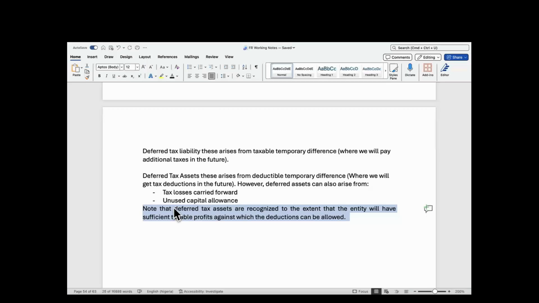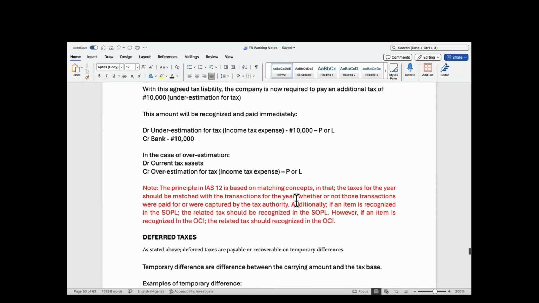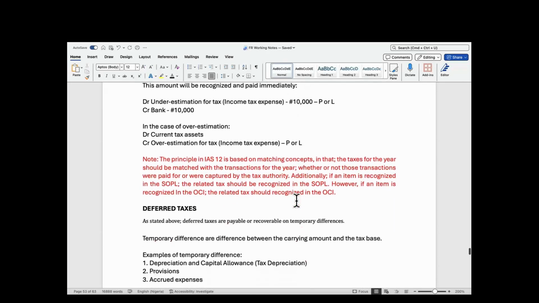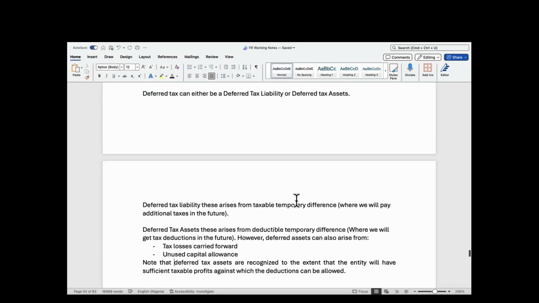So you can only recognize a deferred tax asset to the extent that the entity will have sufficient taxable profit against which the deductions can be allowed. Otherwise, you will not be allowed to recognize such deferred tax asset. And this is the entire length and breadth as far as income tax is concerned. This is the whole of the explanations. So now let's solve questions.